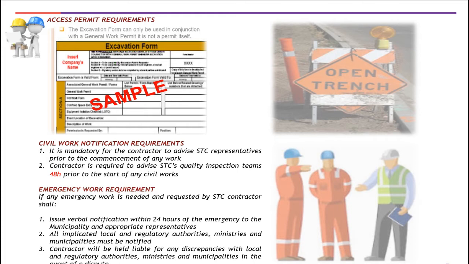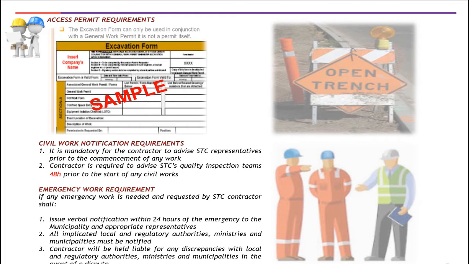Second in the list, civil work notification requirements. As a contractor, it is mandatory to advise STC prior to commencement of any civil work. You should inform the STC inspection team 2 days ahead prior to implementation. It is also very important that you do not start any civil work without obtaining the required permit from local authorities, ministries, and municipalities.